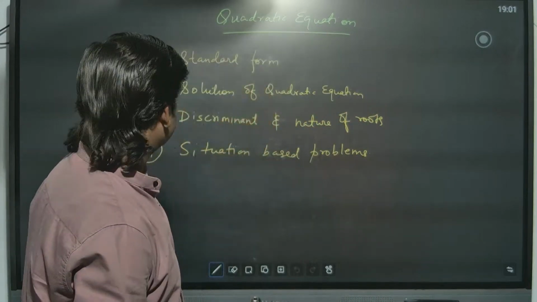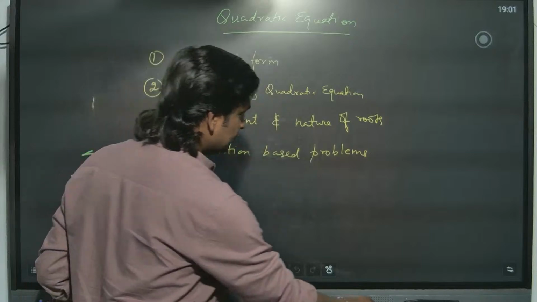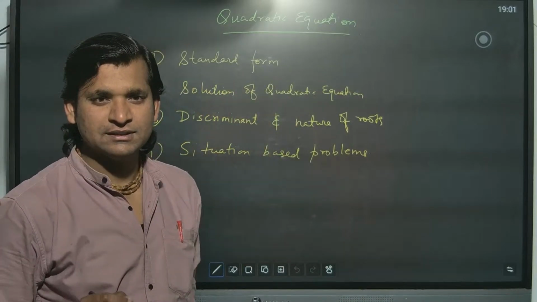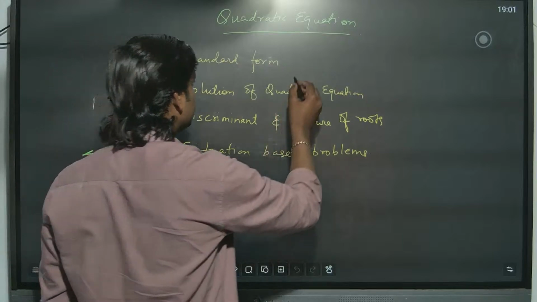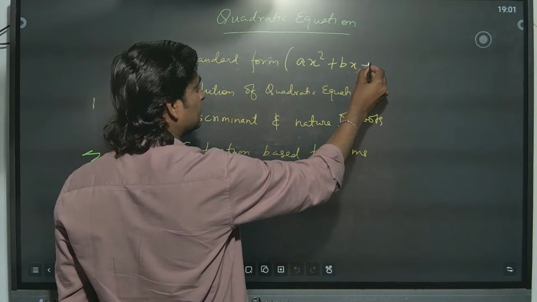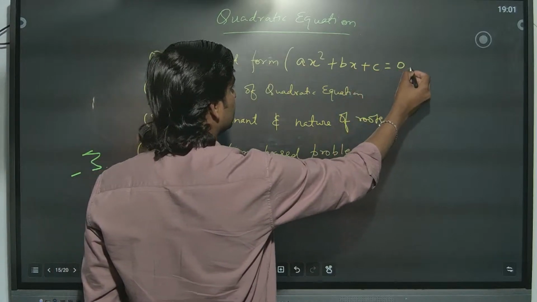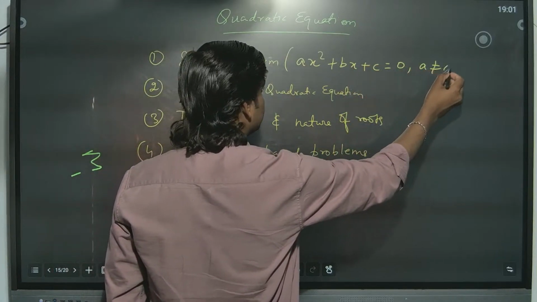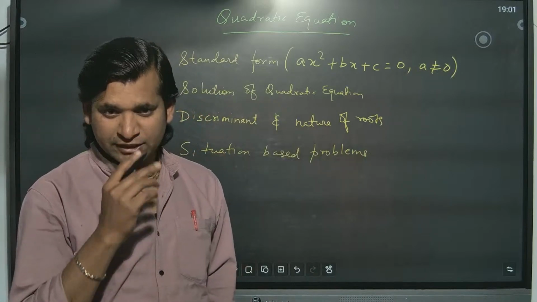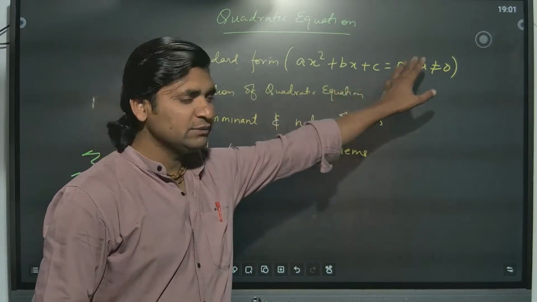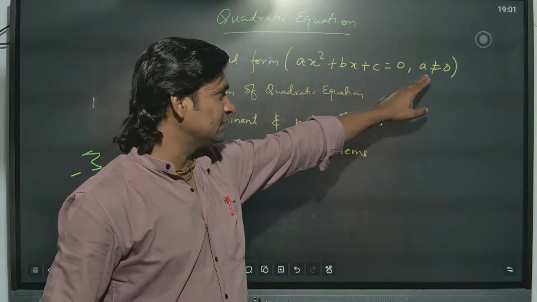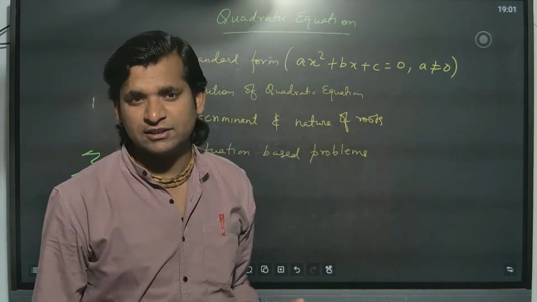Okay. So first of all, what is the standard form of a quadratic equation? The standard form of a quadratic equation is ax² + bx + c = 0, where a is not equal to 0. This condition is very important from the MCQ point of view. So one MCQ will be from here only. You can directly get it. So this condition is very important: a is equal to 0 or not equal to 0.